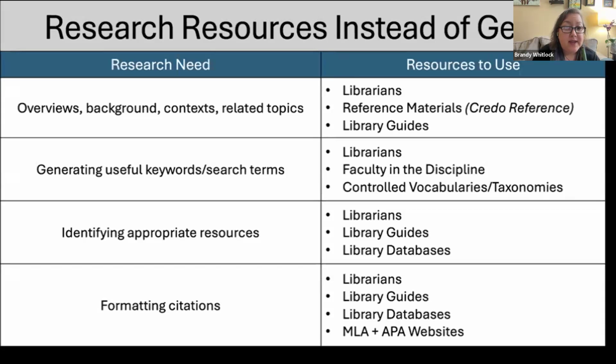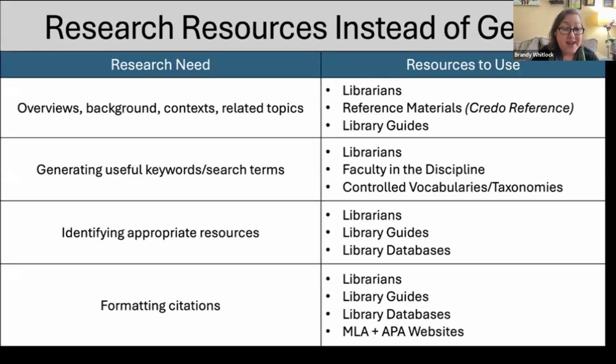We can get help with generating useful keywords and figuring out search language. Also, librarians are really good at that. The faculty in a particular discipline are excellent at that too. There are some controlled vocabularies and taxonomies, like we have in medical research. We have MeSH, which is a set of common language that folks try to use and tag as they're creating information and as they're making it accessible.